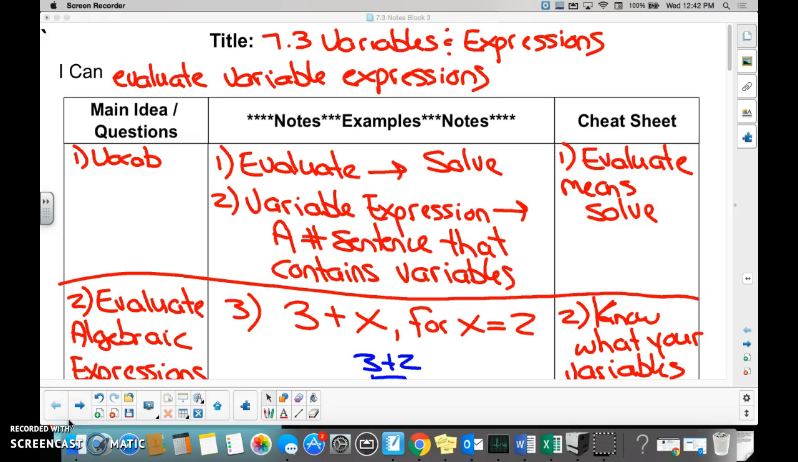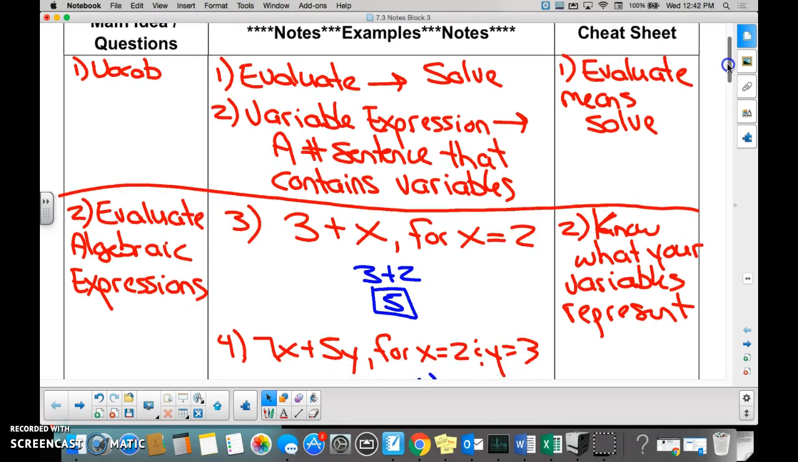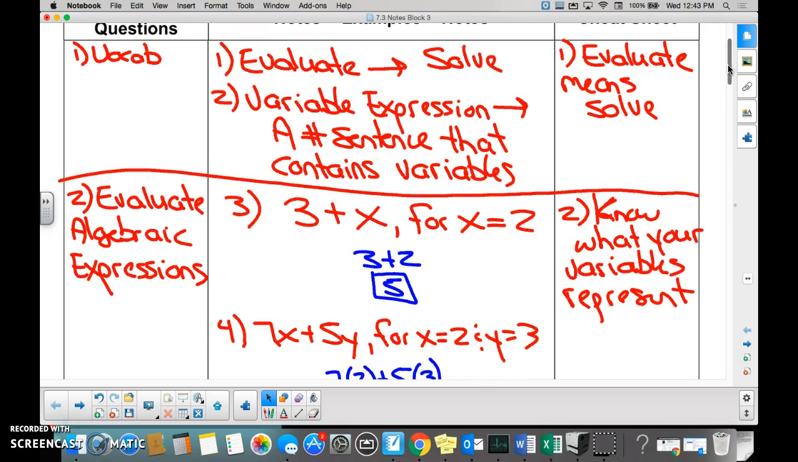11.3 variables and expressions. I can evaluate variable expressions. Thank you, Isaac. What does evaluate mean, everybody? Solve. A variable expression would be a sentence with numbers in it and variables.